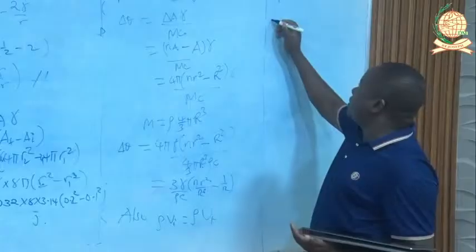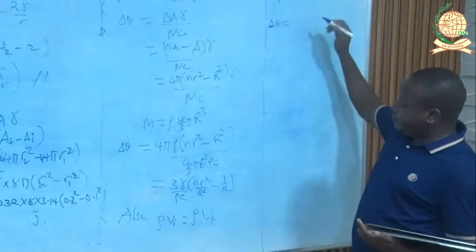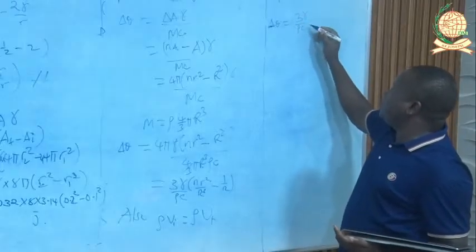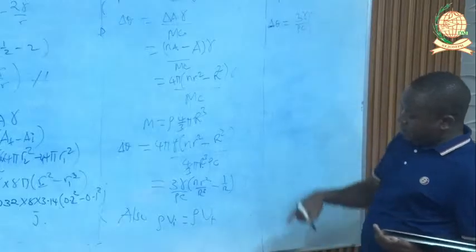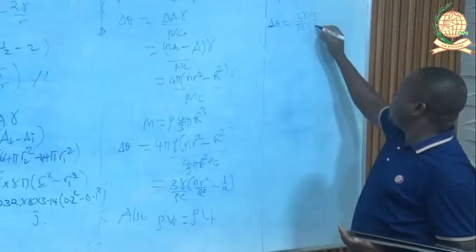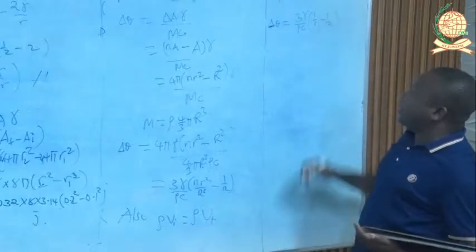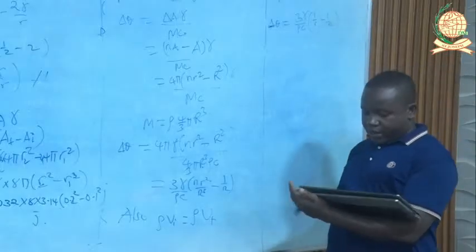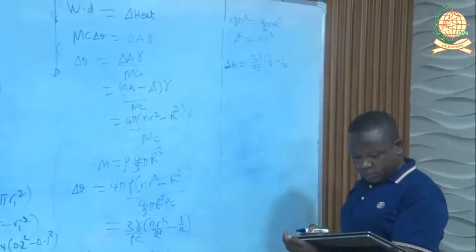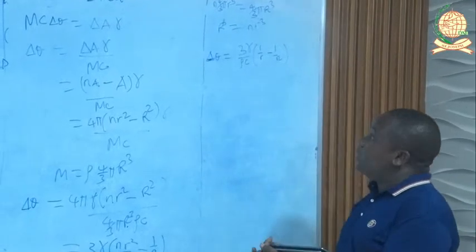So the rise in temperature this time will be equal to 3 gamma over density times specific heat capacity. If you substitute n r cubed, you remain with 1 over r minus 1 over R. And this is the required expression. Yes, that is the required expression.